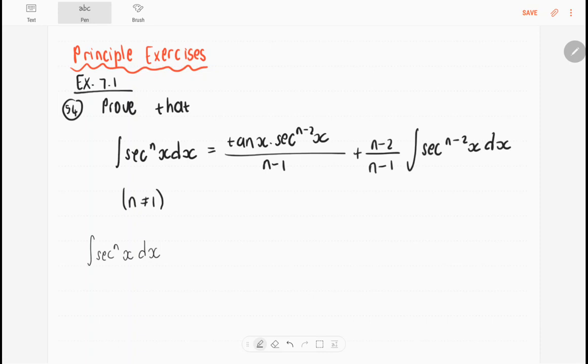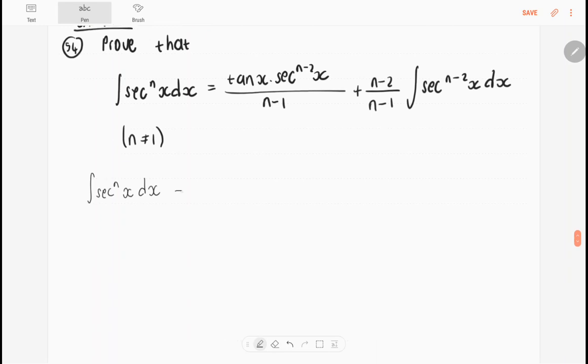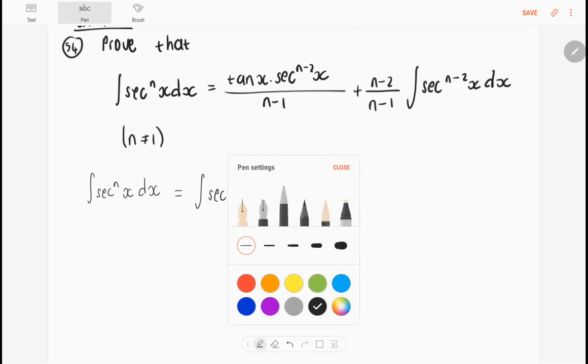Alright, so what we're going to do here is we start with our left-hand side, which is sec to the n of x dx. The next step is going to be, we are going to strip off a sec squared. So we are going to write our integral as the integral of sec to the n minus 2 x multiplied by sec squared of x dx. Why are we doing this? Well, we are doing this since this will enable us to do integration by parts, because we can set our u equal to sec to the n minus 2 of x, and then v equals the integral of sec squared, and we know the integral of sec squared, right? So that's the first step of what we're going to do.